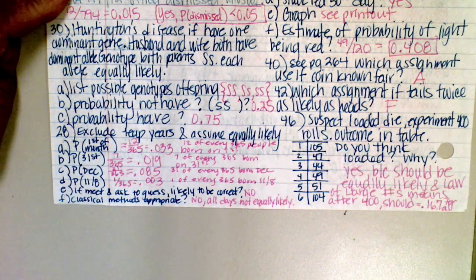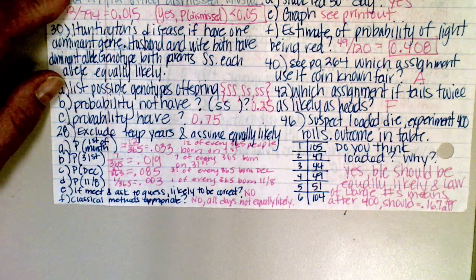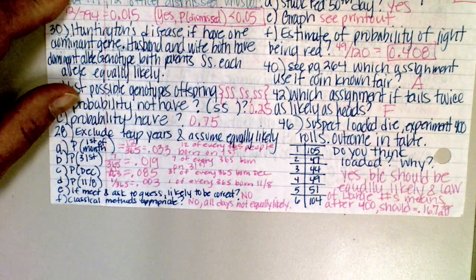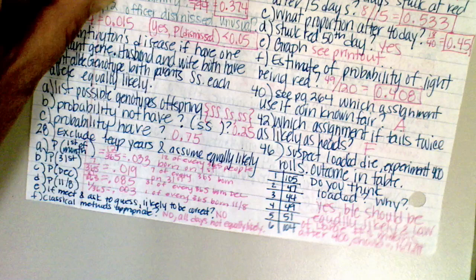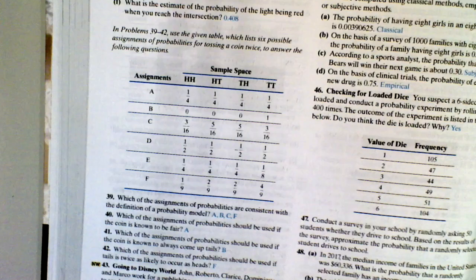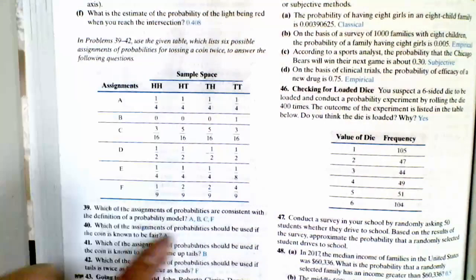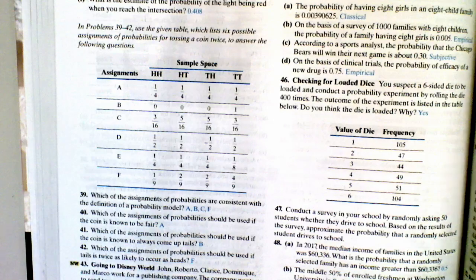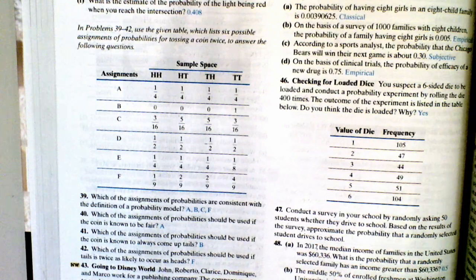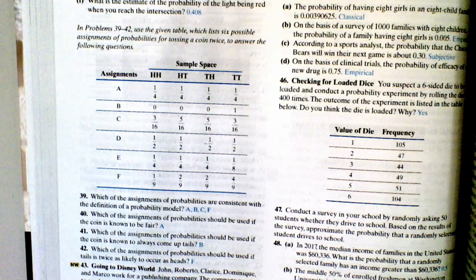42. Let's see. 42 was the one where it had given you a sample space. So let me put that up so we can look at it as we talk about it. So this is the sample space, and what it's describing is 6 possible assignments of probability for tossing a coin twice.